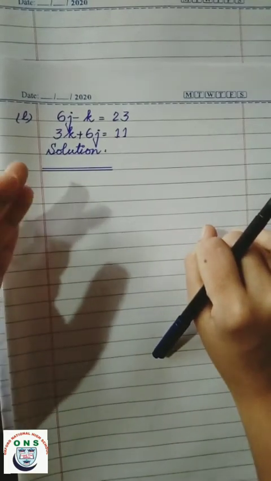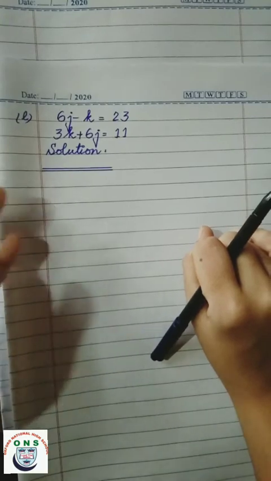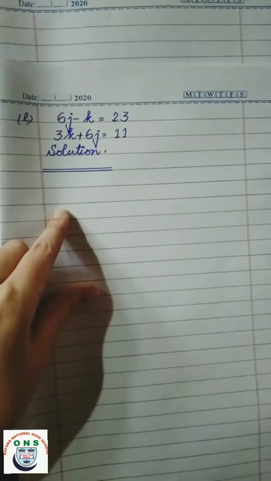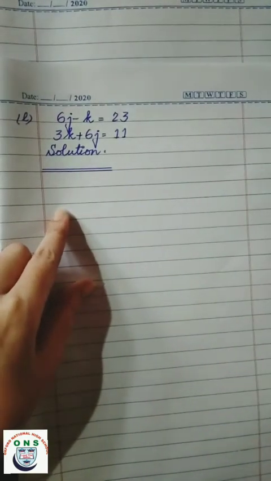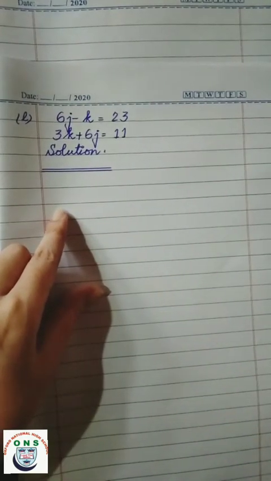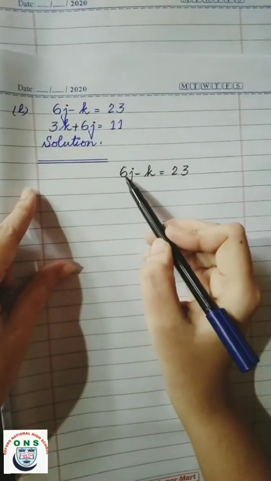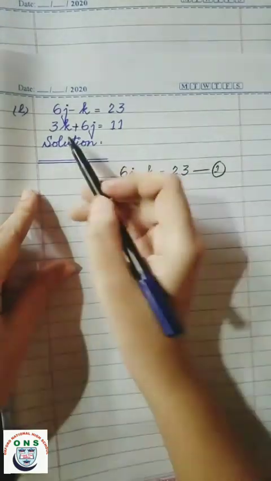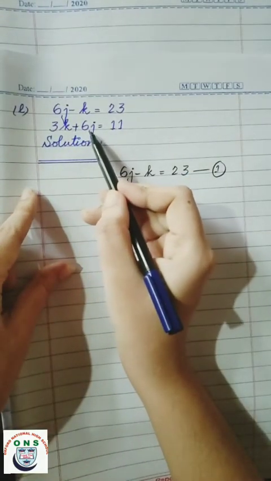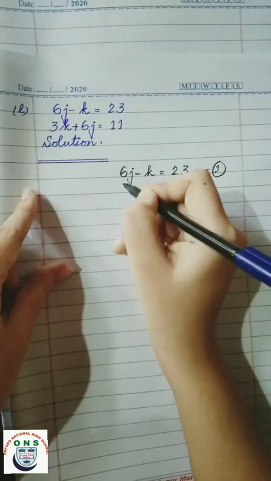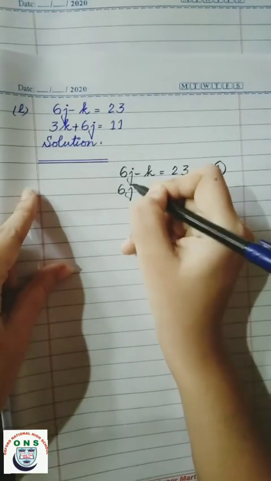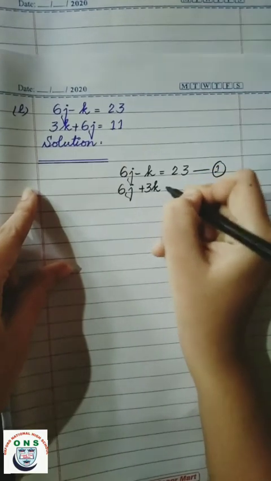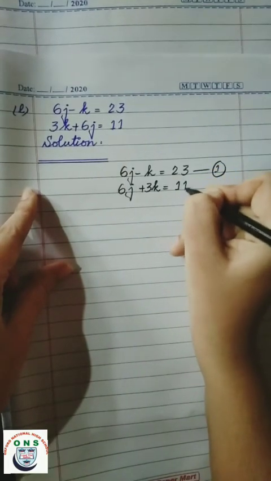Part L is a bit different. It's not tough, just a bit different you can say, otherwise it's also with the same method. So I'll solve part L for you. All the other parts you will try by yourself. In part L, the first equation is 6j minus k is equal to 23. And the second equation is 6j plus 3k, so j will be with j, 6j and plus 3k, we have to combine, is equal to 11.